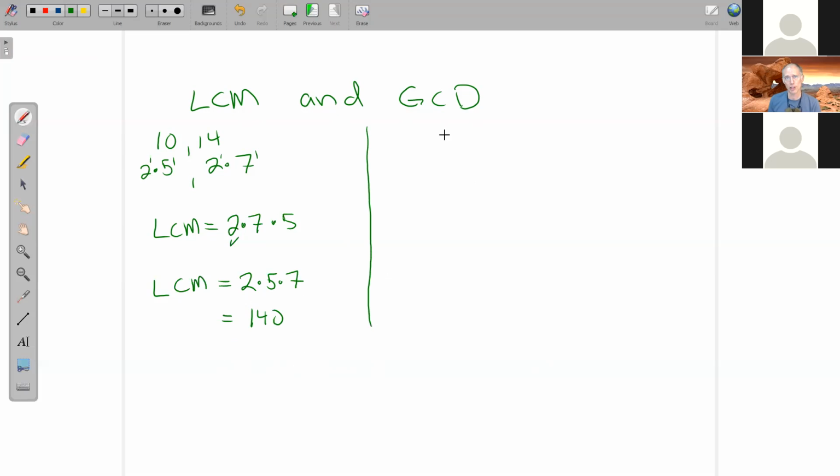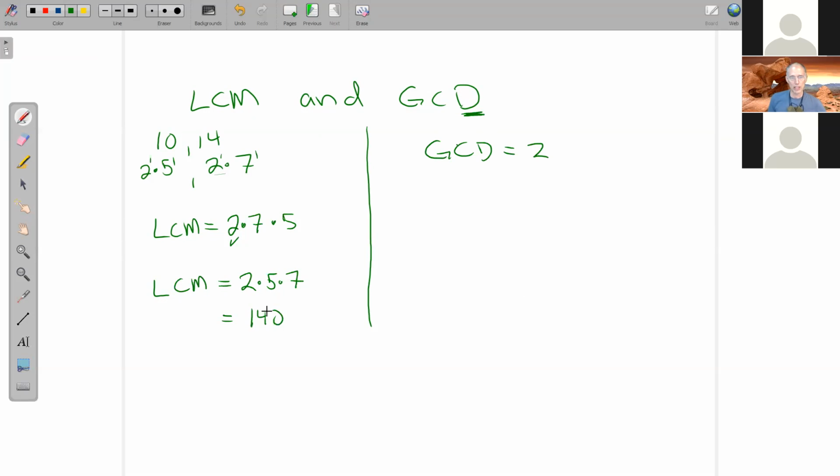GCD is a slightly different thing going on. We still need to know those factors, but we want to know what divisors, what factors do they have in common. And I can just look here and see, well, as far as the common factors or common divisors go, they have a 2 in common, and that's it.